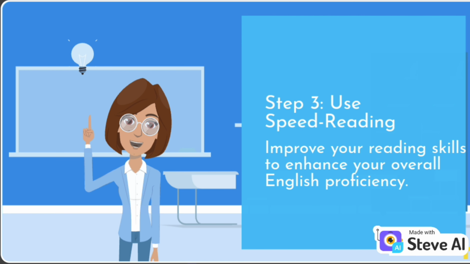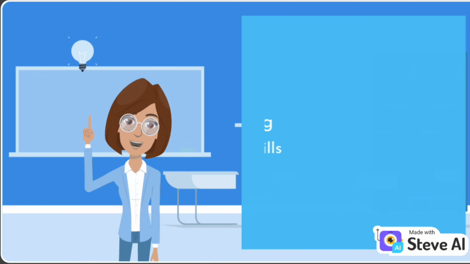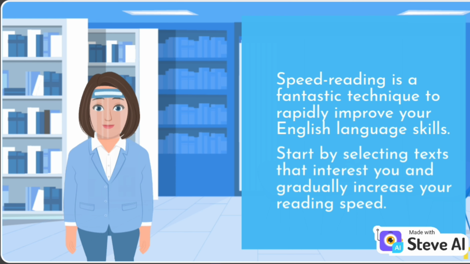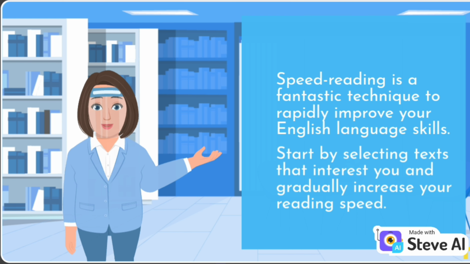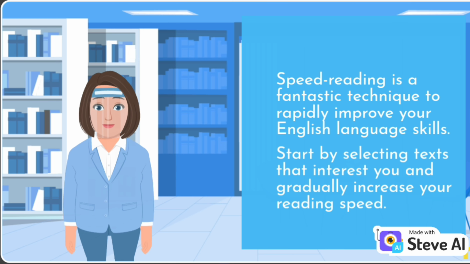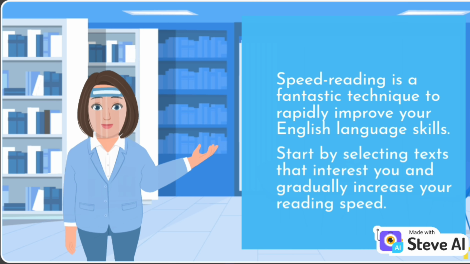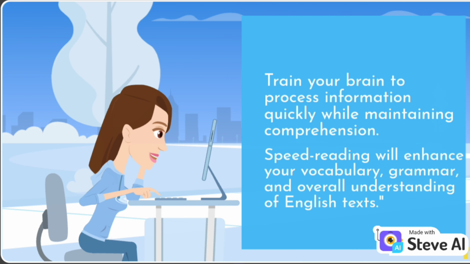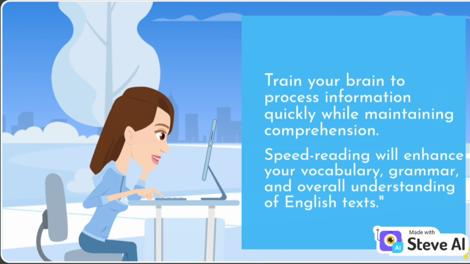Step 3. Use speed reading. Improve your reading skills to enhance your overall English proficiency. Speed reading is a fantastic technique to rapidly improve your English language skills. Start by selecting texts that interest you and gradually increase your reading speed. Train your brain to process information quickly while maintaining comprehension. Speed reading will enhance your vocabulary, grammar, and overall understanding of English texts.